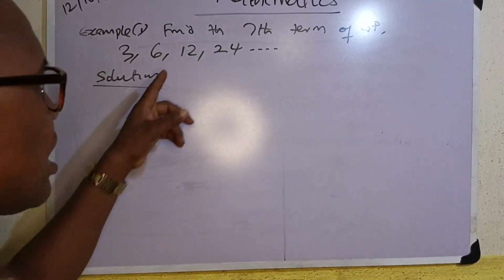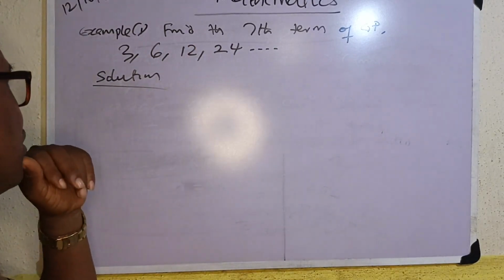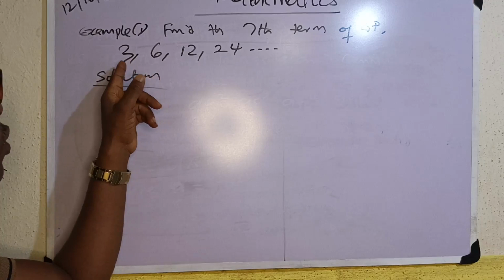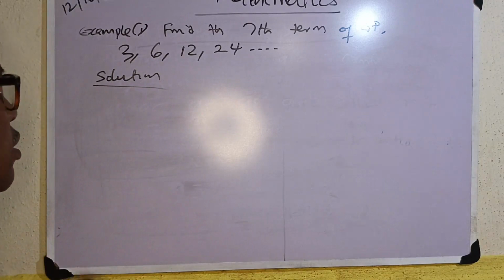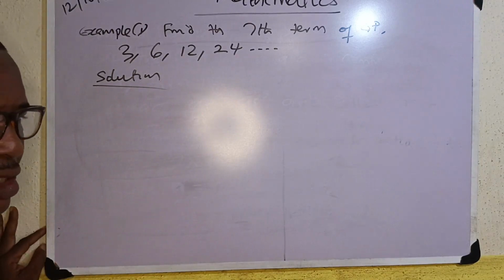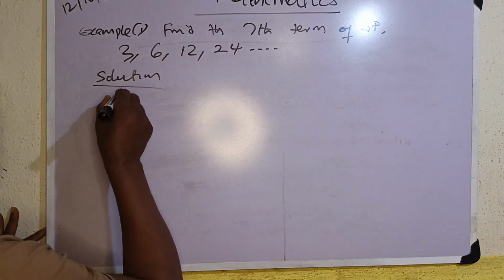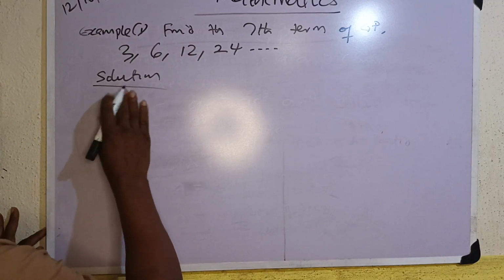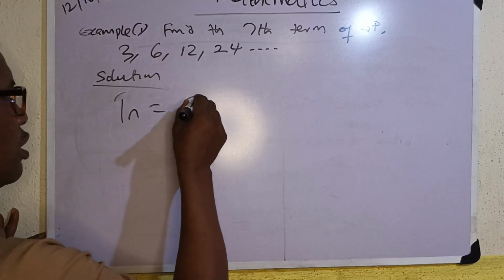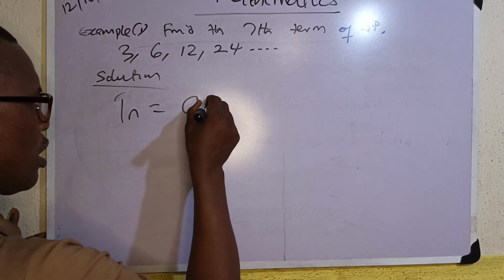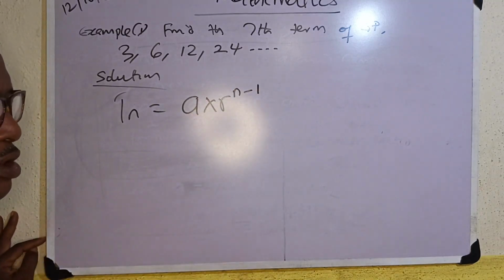Okay, let's consider this example. We are told to find the seventh term of the GP, and this is the series given to us: 3, 6, 12, and 24. Before we go ahead, let's consider the parameters. Who can tell me what A is? 3. First, let's begin with the formula. The formula is Tn is equal to A times R to the power n minus 1.